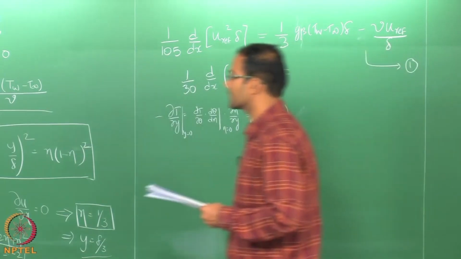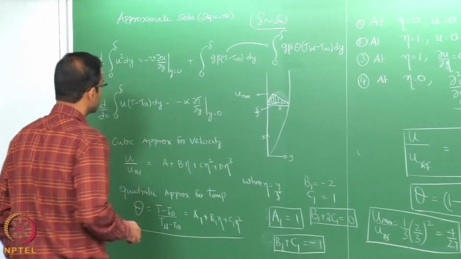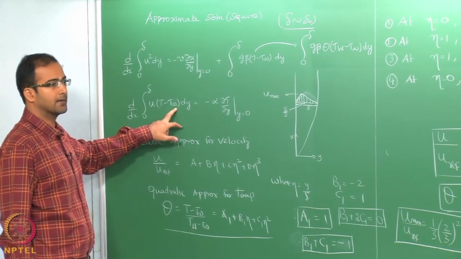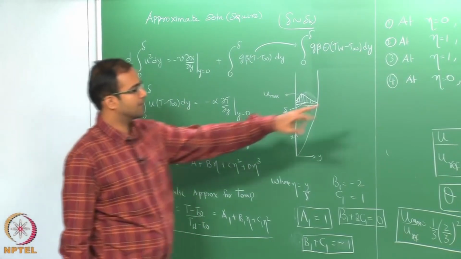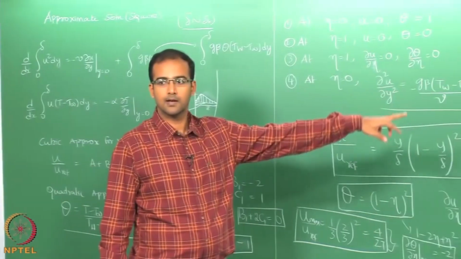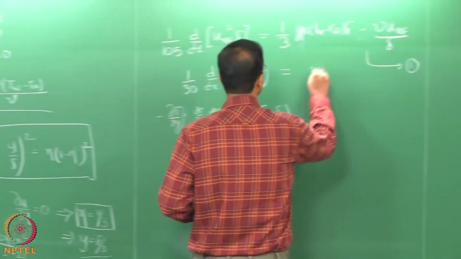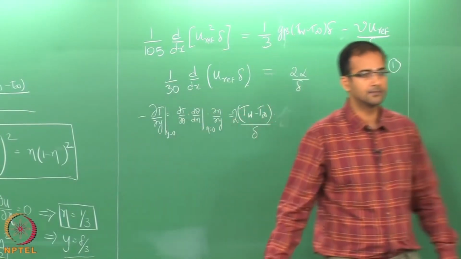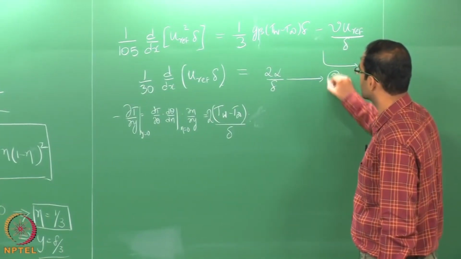Therefore, when you substitute this into this expression, both sides t minus t infinity can be written as t wall minus t infinity into theta. So t wall minus t infinity will get cancelled and you will have 2 by delta. So this will be therefore 2 alpha by delta. Is that okay? So this will be your energy integral.